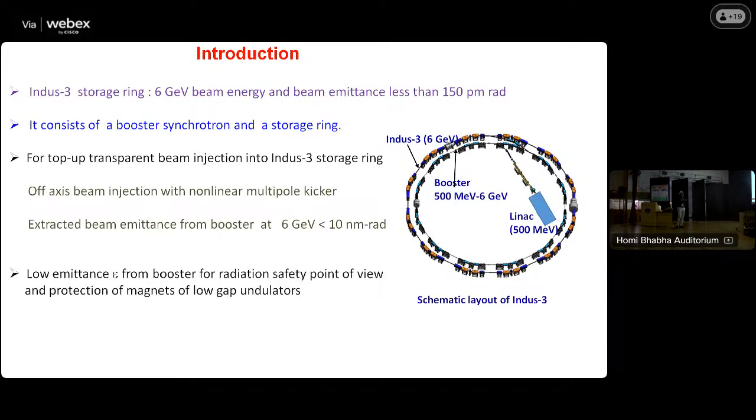So this is the booster. We can see that the booster and the ring both share the same tunnel, and we increase the circumference from the booster to the ring. For transparent injection, here is the complex injection, and so we wanted the emittance of the booster to be less than 10, otherwise our injection is lost in the ring. So this is our main requirement.